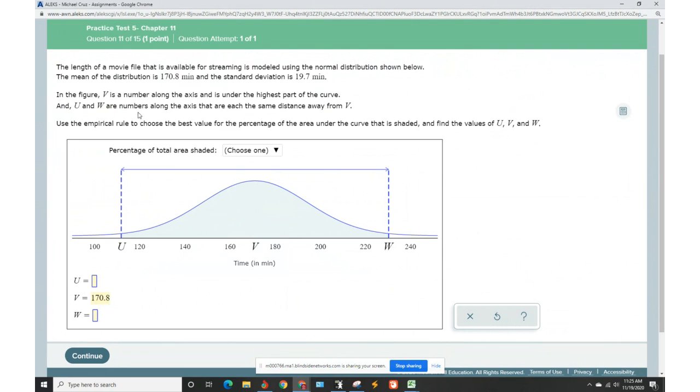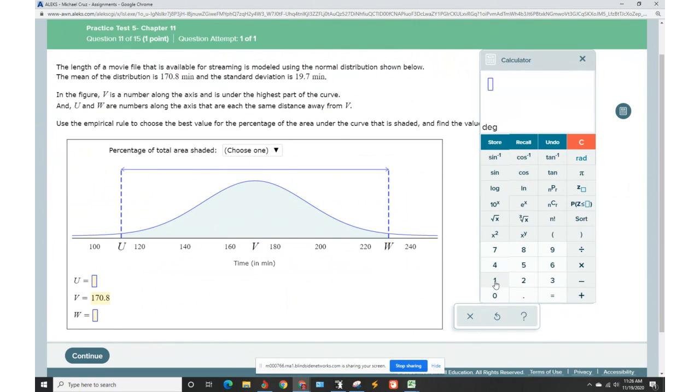See, in the figure, V is the number along the axis and is under the highest part of the curve. If it's under the highest part of the curve, it's the mean. All right, now, looks to me like it's all of them. In other words, it's 99.7, but let's just check, because we need to have these values anyway. And we can use this neat little calculator.